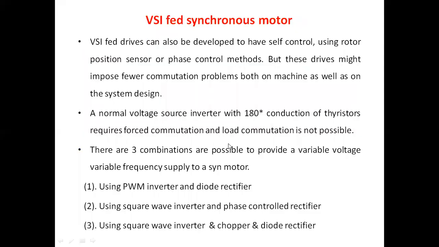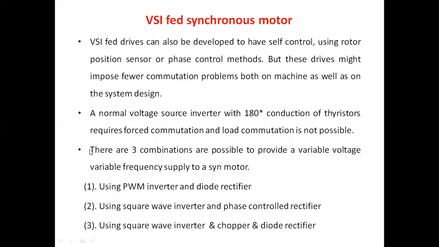Next one, VSI fed synchronous motor drive. We already know the voltage source inverter has two types: one is the PWM inverter and one is the square wave inverter. The VSI fed drive can also be developed to have self-control using a rotor position sensor or phase control methods. But a normal voltage source inverter with 180-degree mode of conduction of thyristors requires forced commutation or load commutation. So here it's not possible.